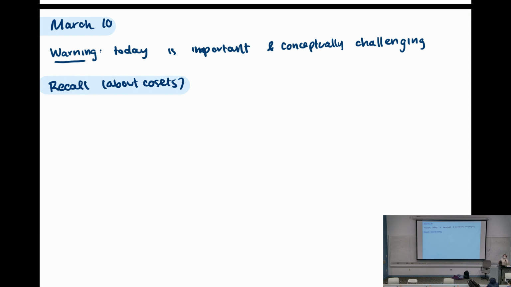So basically what we're going to do today is see that in certain situations, the set of left cosets can be viewed as a group. Okay, so we're going to understand when that happens and also see what those groups look like. So let's just look at this example again.